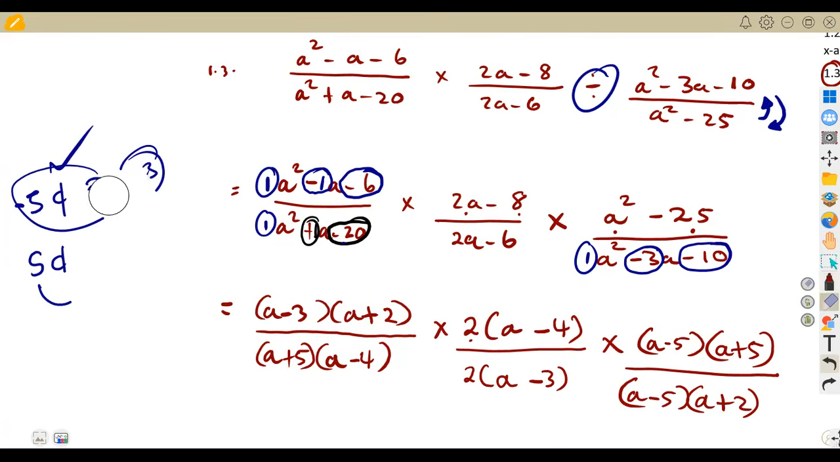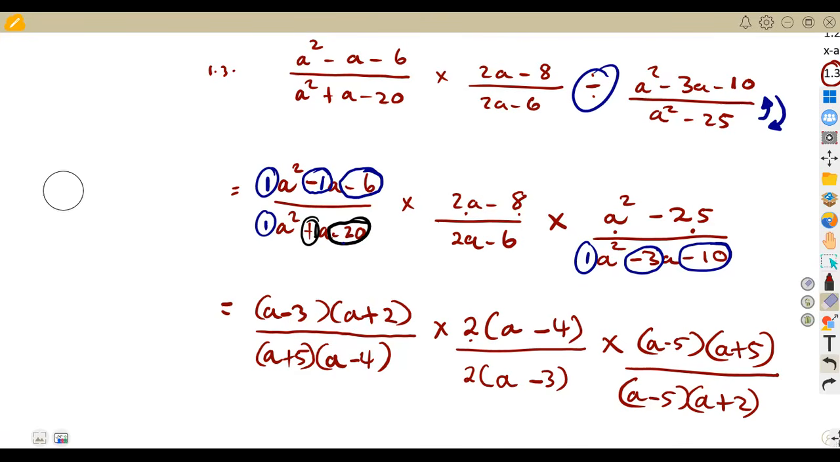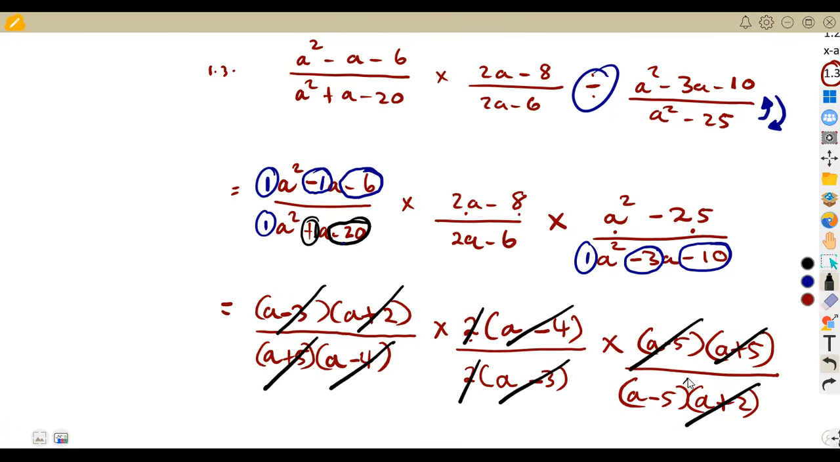So now we can cancel, like I said, as long as the relationship is between the numerator and the denominator, you can cancel. Like here, we have a minus 3 in the numerator, a minus 3 in the denominator. A plus 2 here, you also have a plus 2. All right, the a minus 4 and the a minus 4. The a plus 5 here and the a plus 5, the a minus 5 and the a minus 5. So as we can see, we have canceled out everything. That means we are just left with 1 over 1.